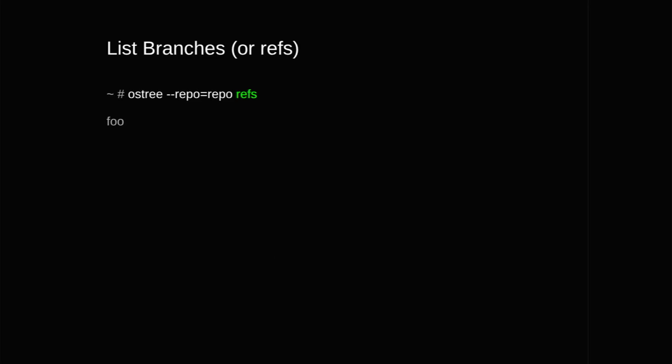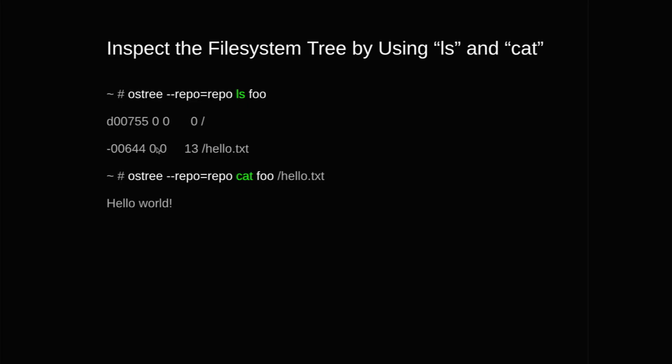And we can even use ostree refs to list the branches. And right now we have the foo branch. We can even use ostree ls to list the last commit of the foo branch's file system. For example, we can see there is a hello.txt in the latest OSTree commit. And we can use ostree cat foo hello.txt to see the content. It's the hello world text.